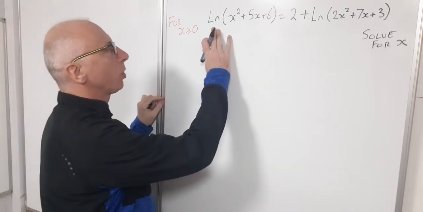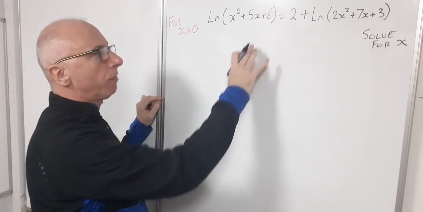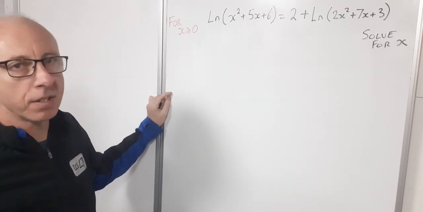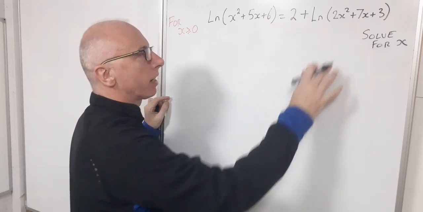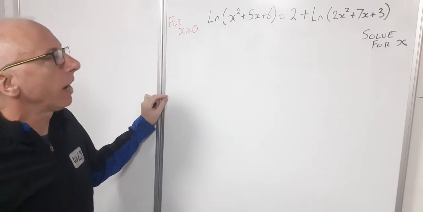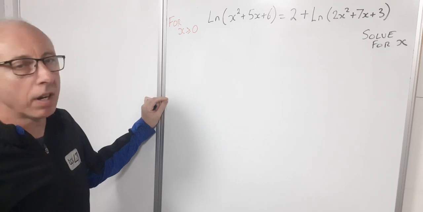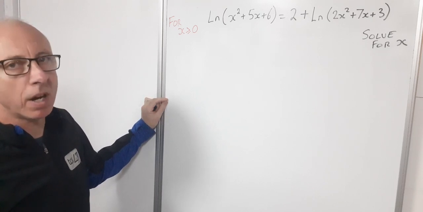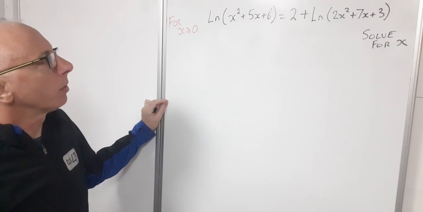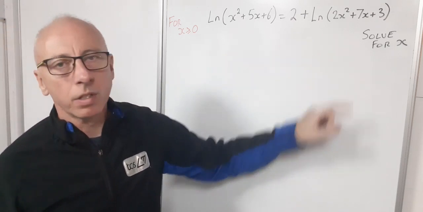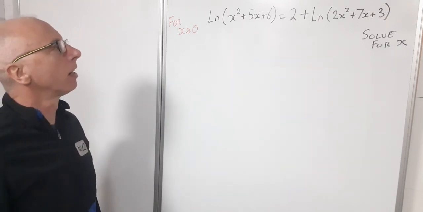So what's really important with the natural log, we don't want values of 0 or less than 0 on our inputs for these values. Now these quadratics, they will have values less than 0 or 0 between -0.5 and -3. So we've just got to be careful there. So what can we do to start with to solve for x?